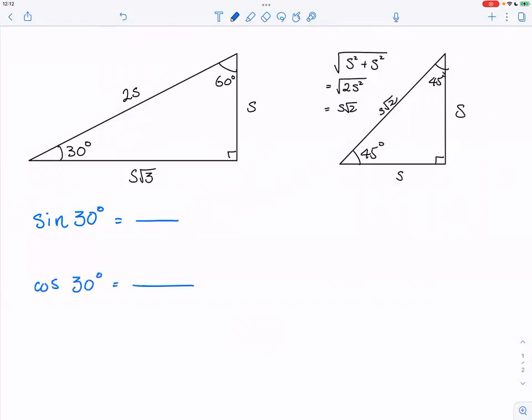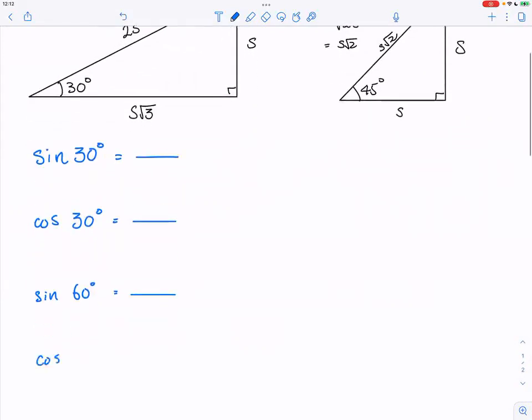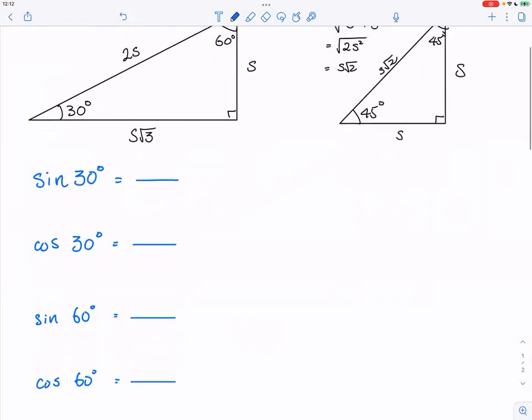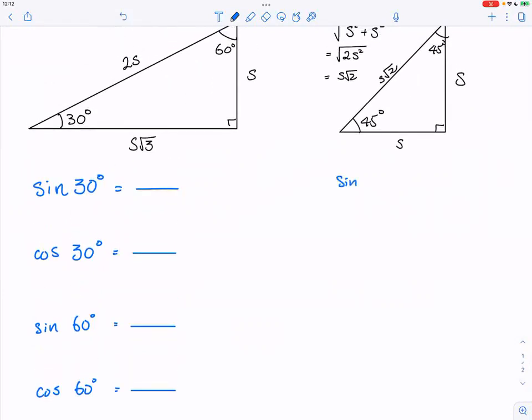So I want you to go ahead and take a look at these angles and obtain these ratios. So you focus on the 30 degree angle, and then you focus on the 60 degree angle. And then for the right-hand side, you will focus on the 45-degree angle.